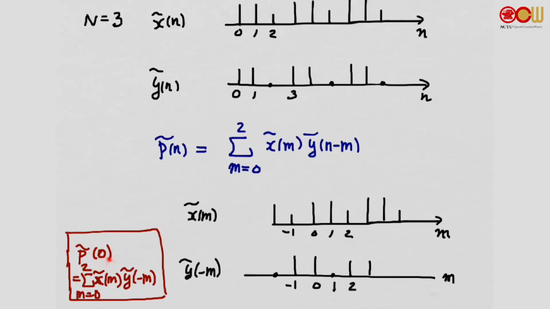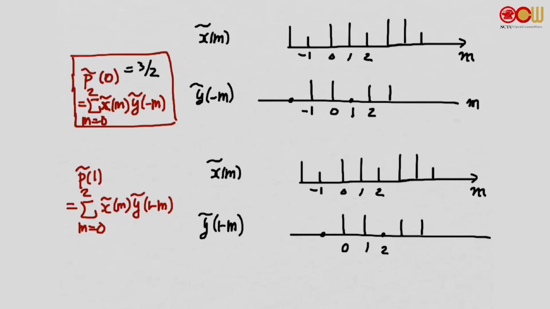Suppose we want to compute p0. Then it's x tilde m, y tilde minus m. So here's y tilde minus m. I have flipped y tilde n to obtain y tilde minus m. To compute p tilde 0, we multiply these 3 samples together, sample by sample, and then add them up. We get p0. So what is p0 in this case? Here we have 1, and then a half here, so 1.5.